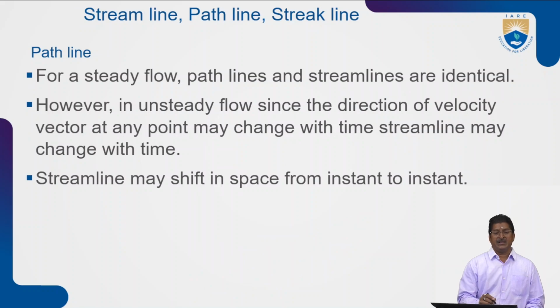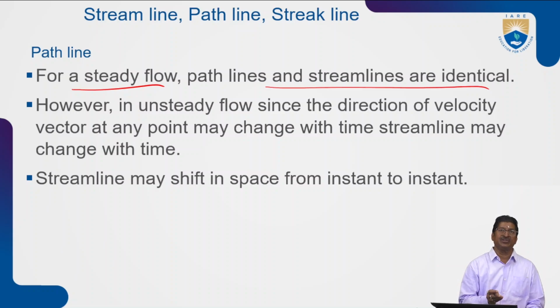So what is happening for steady flow? In steady flow, path lines and streamlines are identical, because steady flow does not change properties like density, pressure and velocity.